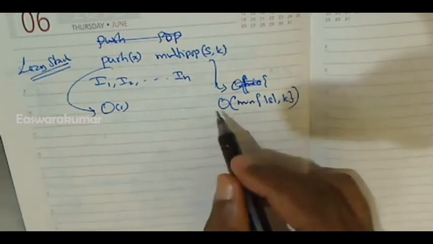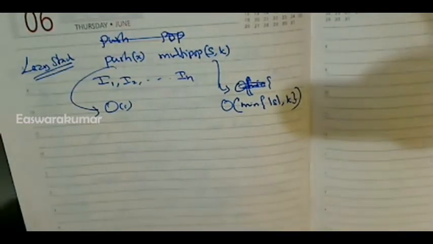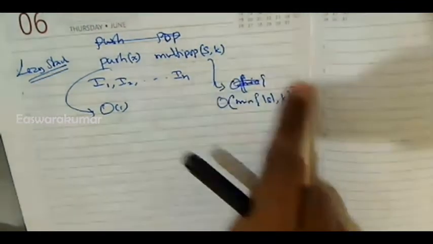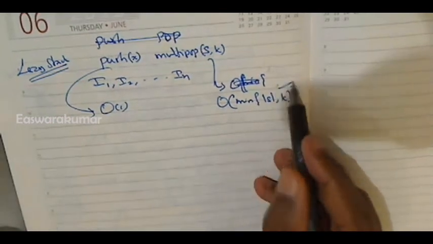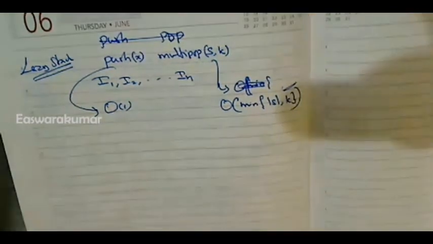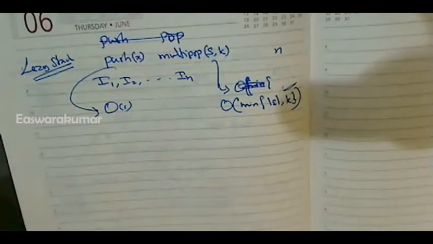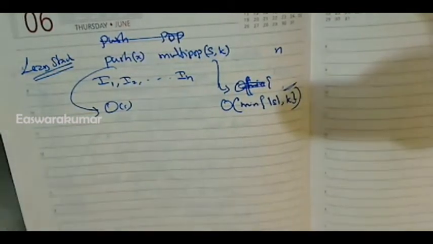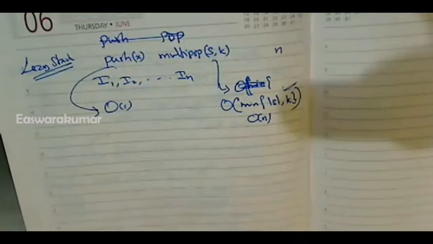So whichever is minimum, that much is the complexity, because removing is not done at a stretch, it is one by one only, right? The top one, then the next top one, like that. So that much time we have to spend. So this is the complexity for multi-pop. Compared to push, this is larger. At the maximum, how many elements can you pop out? If the stack size is n, in a single multi-pop all the n elements can be popped out, right? So the worst case complexity of this is order n. So that is the maximum.